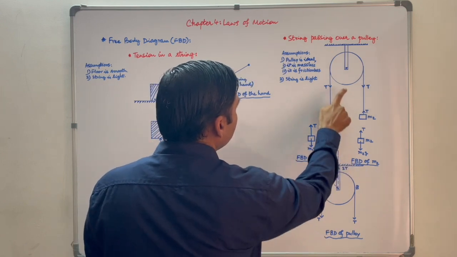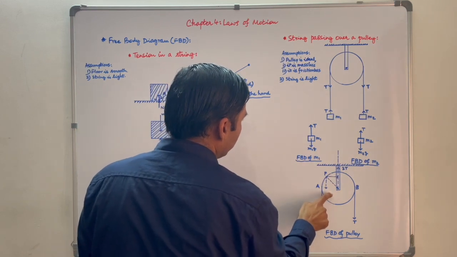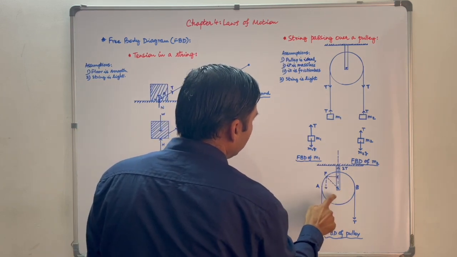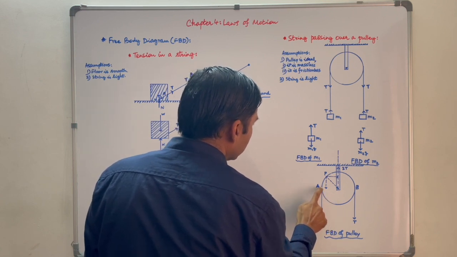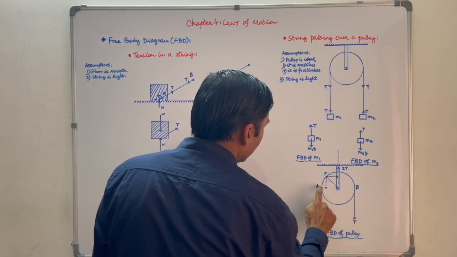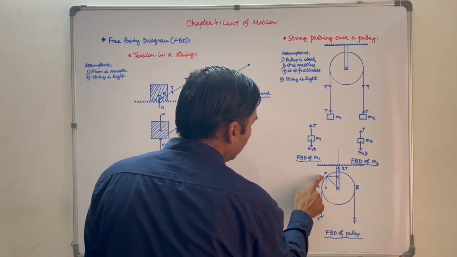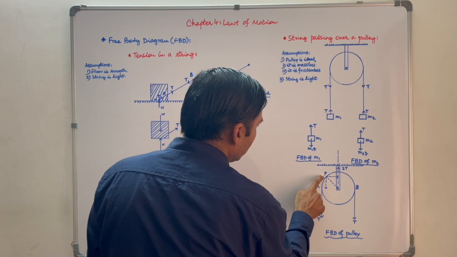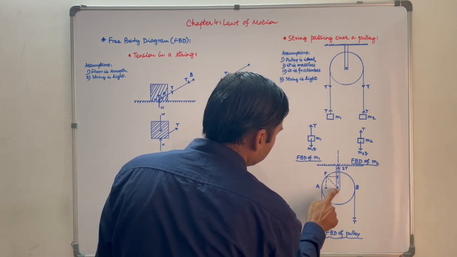To draw FBD of this pulley, we need to isolate it from rest of the system. Since this is ideal pulley, we don't need to consider its weight. String is touching this pulley all along this curve AB. Consider a point P on this curve. Tension force acts at this point towards the center of this axle.